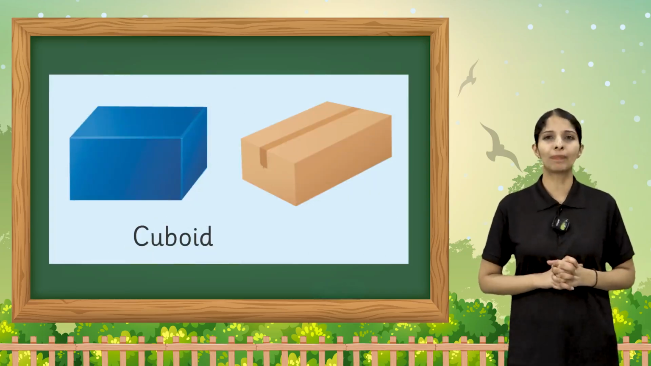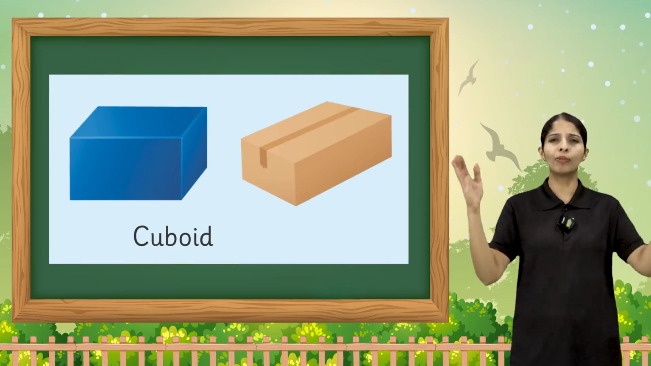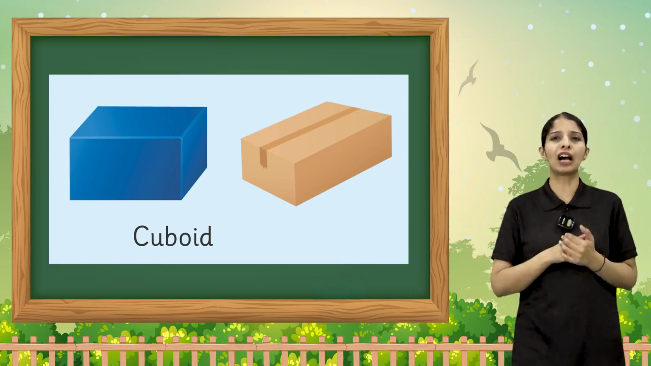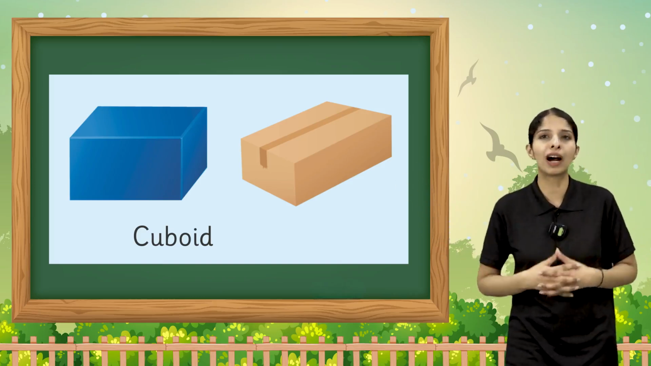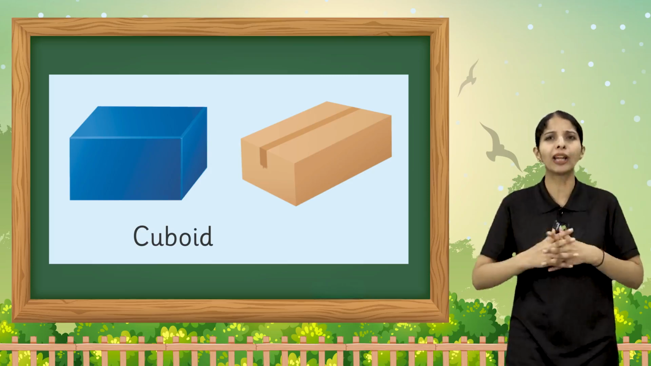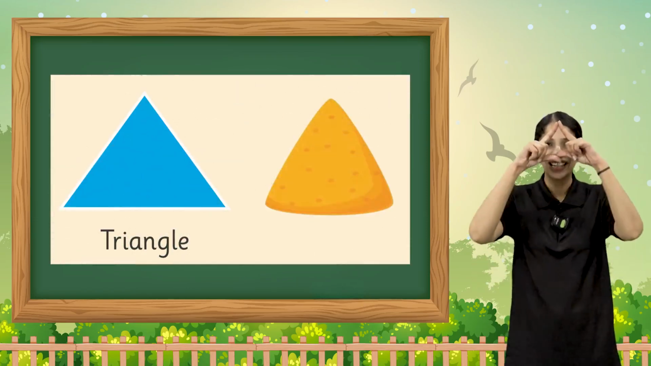Now another shape is cuboid. Cuboid, have you ever noticed the shape of a box? It is cuboid, in which you pack your stuff, or whenever we receive a parcel from any site, they pack it in a box. Have you noticed the shape of that box? It is cuboid. Now the next shape is triangle.